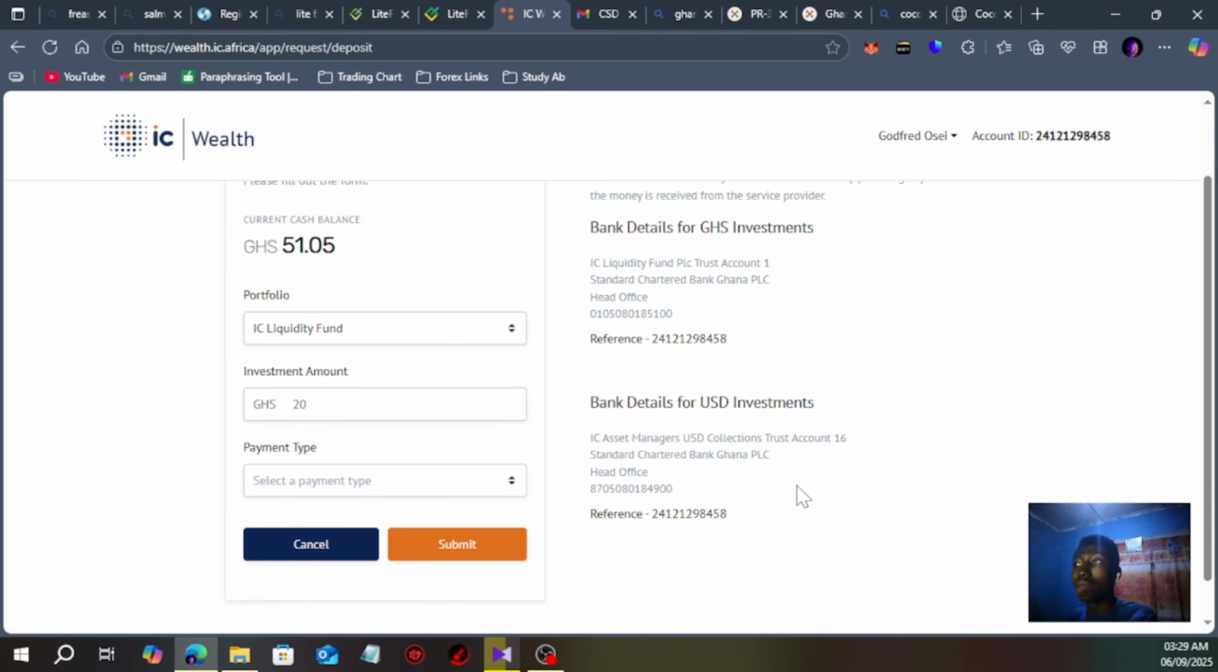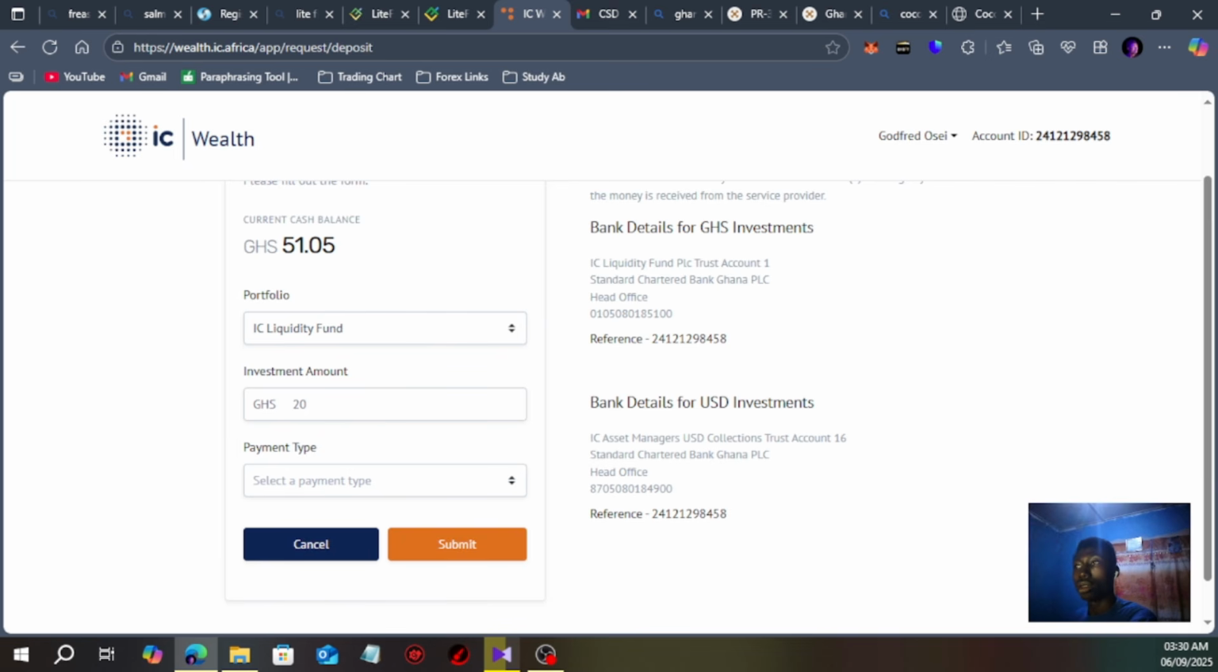So you can make the deposit through any of them, but know that if you're making the deposit through the USD investment, check the dollar rate with the Ghana Cedis. I think currently the Ghana Cedis to $1 is 11 cedis. So if you're making the deposit through your USD account, you have to check the dollar rate with your Ghana cedis.